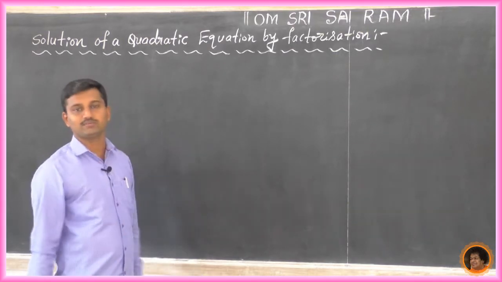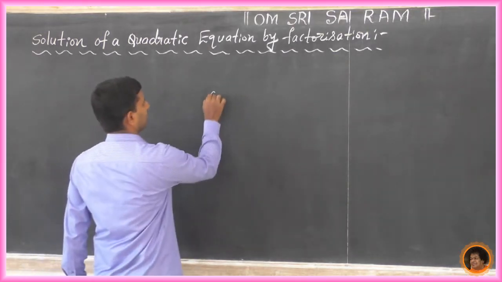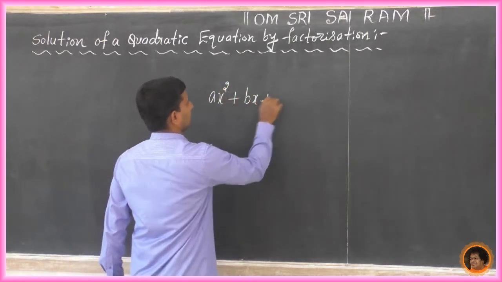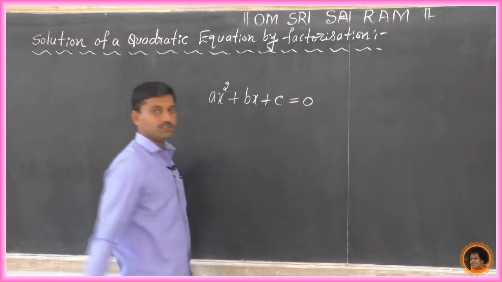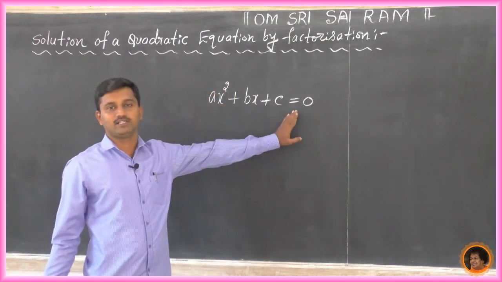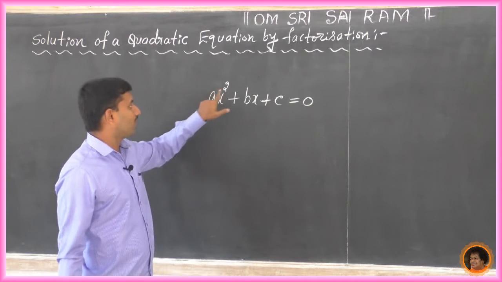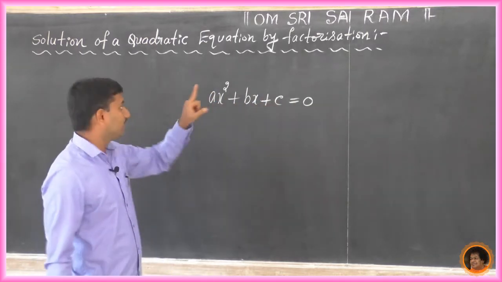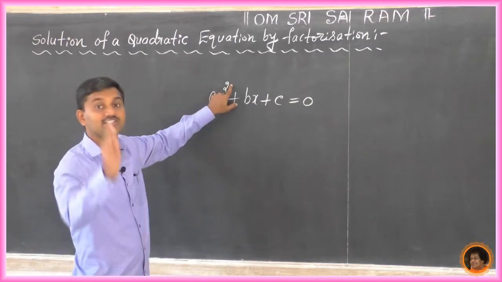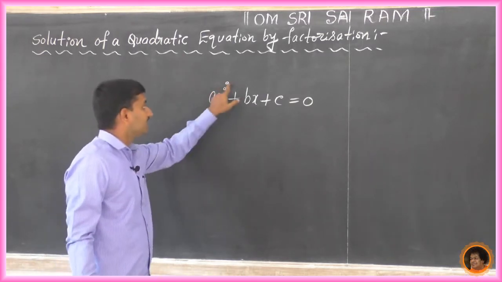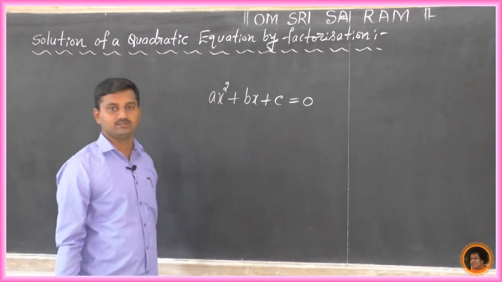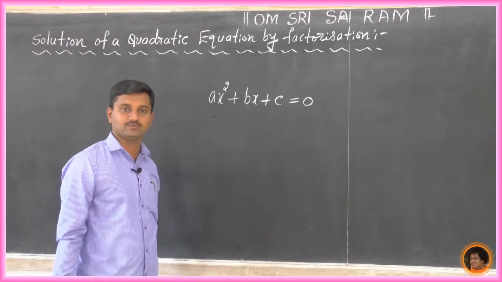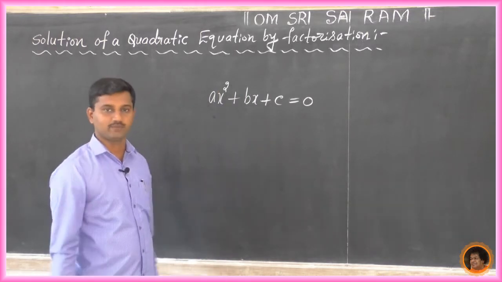What is the standard form of the quadratic equation? The standard form of the quadratic equation is ax square plus bx plus c equal to 0. An equation involving the variable whose highest degree is 2. If the highest degree is 2, that is a quadratic equation. So the general form is ax square plus bx plus c equal to 0.